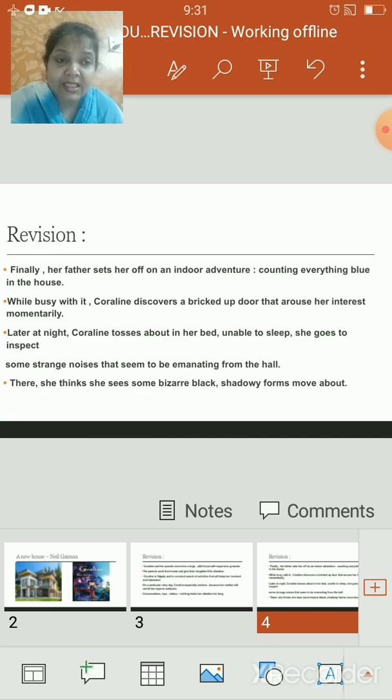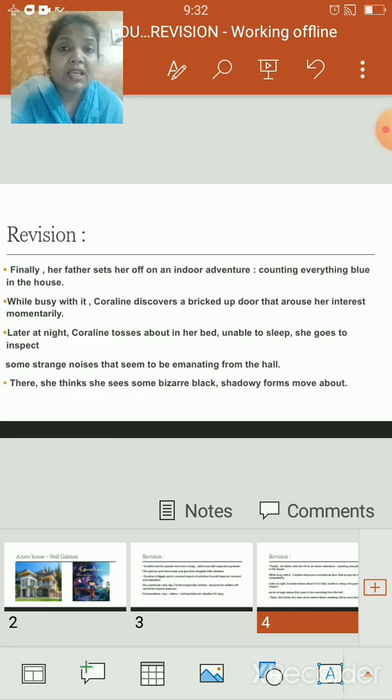Now, what happens next? While busy with it, Coraline discovers a bricked up door that arouses her interest momentarily. So, yes, while doing this activity, she came across a door, a brick wall, and she was wondering where this door goes. She asked her mother. Her mother said that during the renovation of the house, we actually had closed this door. So this door doesn't go anywhere. That means when you open the door, there is just a wall, a brick, and it has been closed.